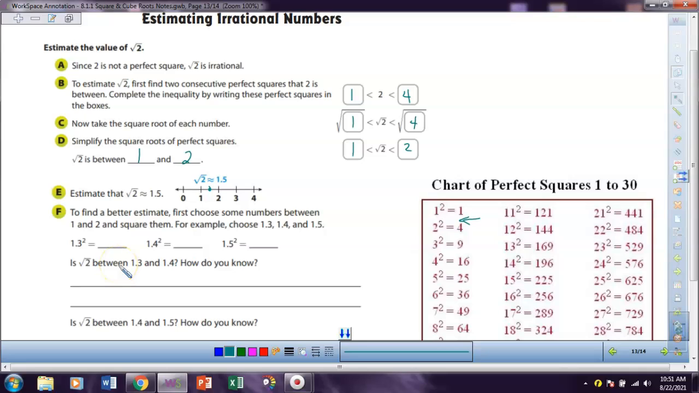We could find a closer estimate by testing some of the decimals between 1 and 2. Some that they chose to try are 1 3/10 squared. If I take 1 3/10 and square it, I get 1 69/100. If I take 1 4/10 and square that, I get 1 96/100. And if I take 1 5/10 and square it, I get 2 25/100.